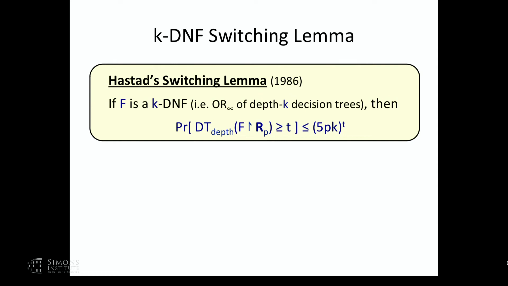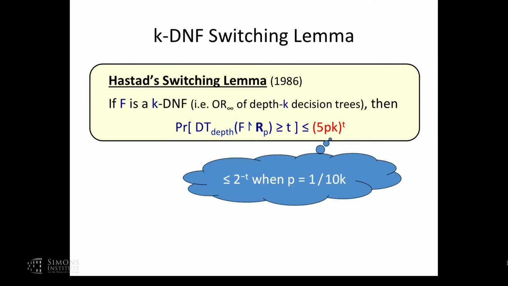Okay, so here's the statement of Hastad's switching lemma, which is sort of the main tool for proving lower bounds against AC0 circuits. If f is a k-DNF, equivalently if f is an OR of depth k decision trees, then if we hit f with a p-random restriction for any p, we look at the decision tree depth of the resulting function, then the probability that this is at least t is bounded by (5pk)^t. Okay, this is the statement of the switching lemma.